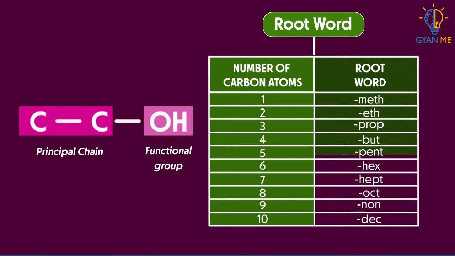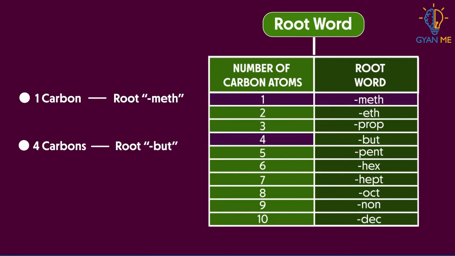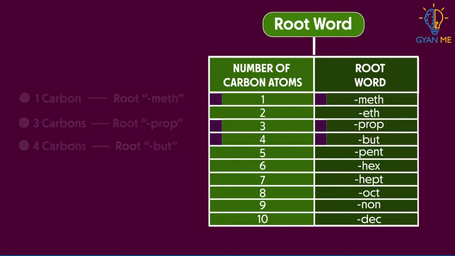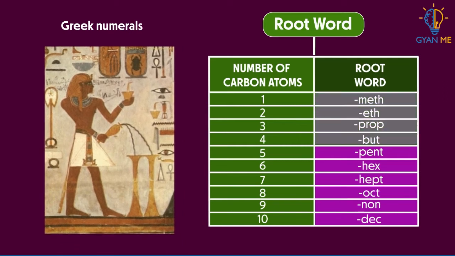These are the root words for hydrocarbons containing 1 to 10 carbon atoms. Say if a compound has 1 carbon, the root is meth. If it has 4 carbons, the root is but. If it has 3 carbons, the root will be prop. Do you know that most of these root names are taken from Greek numerals except for the first 4? In Greek, pent means 5, hex means 6, and so on.